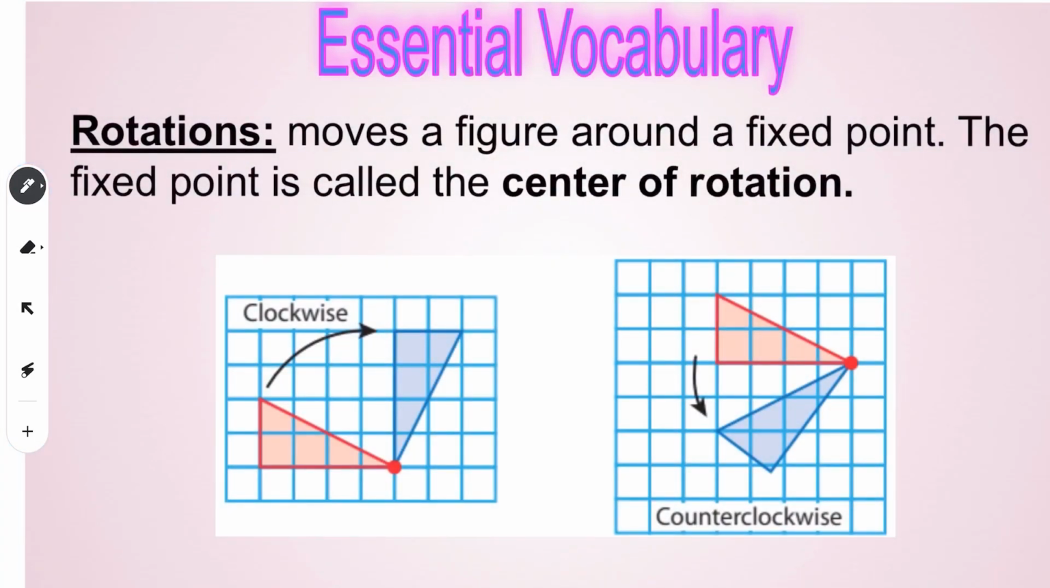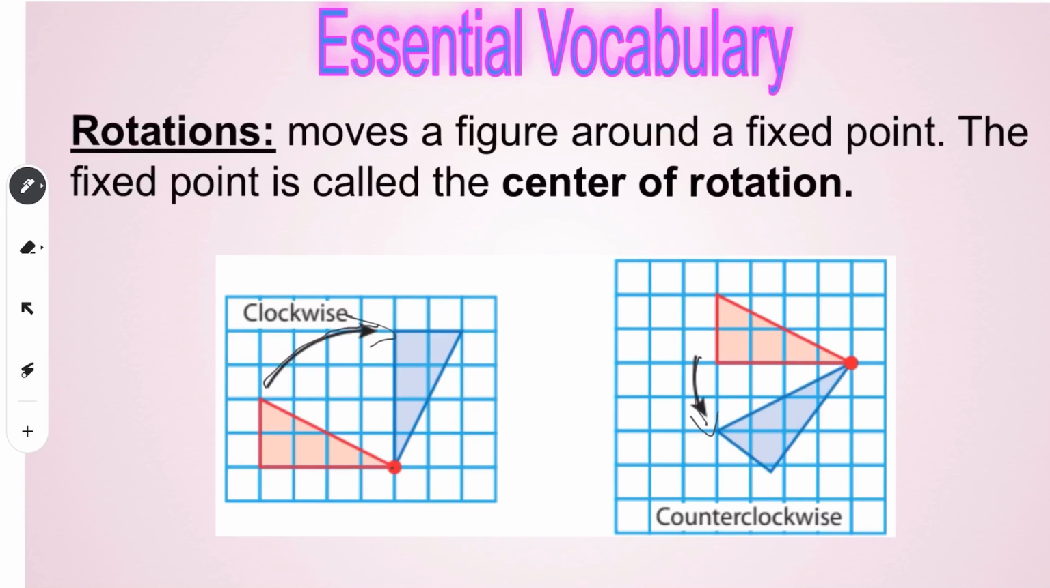Rotations move a figure around a fixed point. The fixed point is called the center of rotation. For example, this right figure moved 90 degrees clockwise. And this right figure moved, that doesn't look like 90 degrees. It looks around 45 degrees counterclockwise.